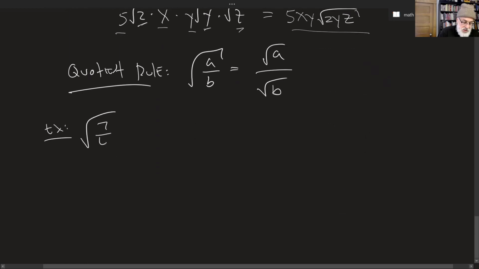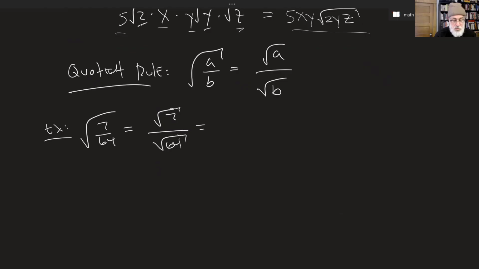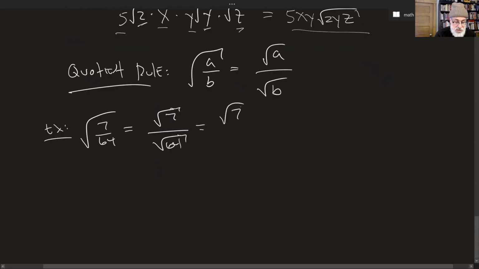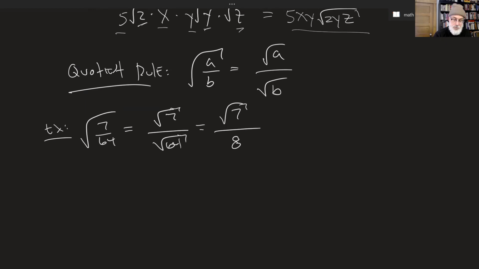The square root of 7/64 is the same as the square root of 7 divided by the square root of 64. Remember, if I can evaluate, I want to write the square root of 64 as a number. The square root of 7 is ugly because 7 is prime, so we'll just write it like that. 8 times 8 is 64. It's one of our perfect squares, so this simplifies to the square root of 7 divided by 8.